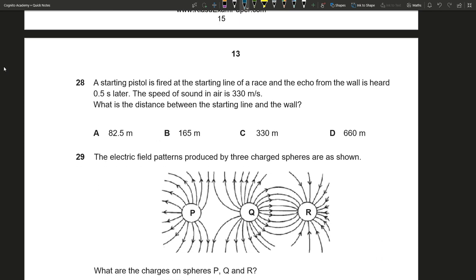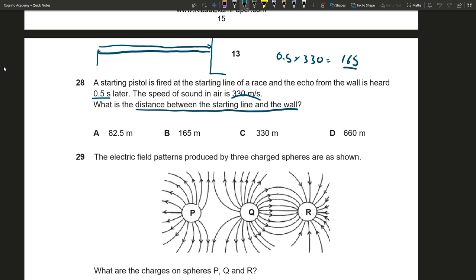Question 28. A starting pistol is fired at the start line of a race. So let's just draw this, take this as the start line, and the echo from a wall. So let's say this is the wall. It's heard 0.5 seconds later, and we're given the speed of sound in air. So the sound has to travel from the pistol to the wall and be reflected back, right? And this whole process of traveling to the wall and being reflected back takes 0.5 seconds. So that means the total distance it traveled is 0.5 times 330, which equals 165. But remember that this is two distances. The sound wave traveled two distances, and we're asking for the distance of one. So we divide by 2 again, which gives us 82.5. And our answer here is A.